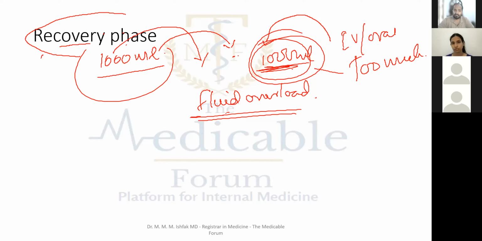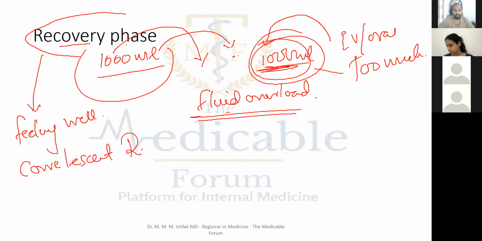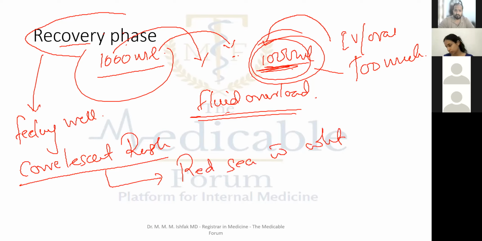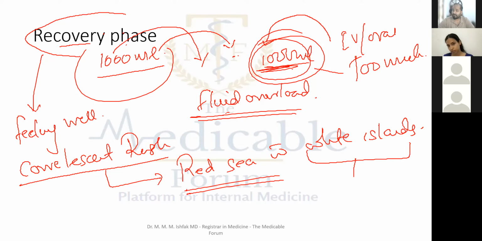Now during recovery phase, what is the most important thing? Patient will be feeling well. There will be something called the convalescent rash. Now, how do you describe the convalescent rash? It is actually a red sea with white islands. Means the skin will be so erythematous where you will see patches of normal skin. Now, that is what I mean by white islands. The skin will be completely erythematous where you will see patches of normal skin.